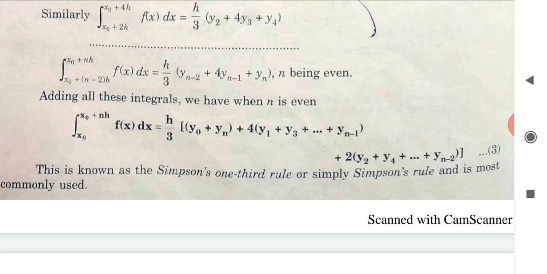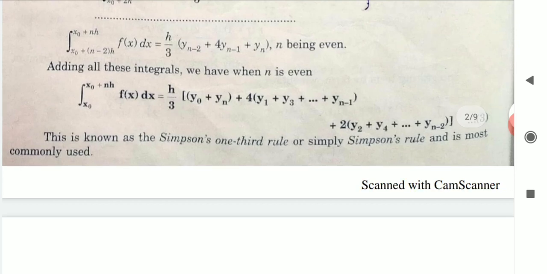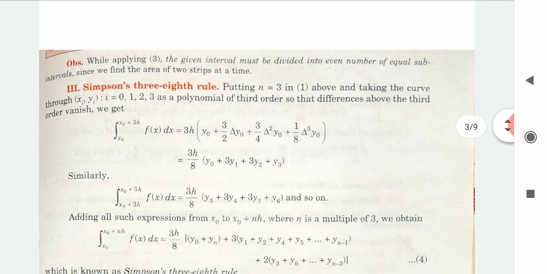That means sum of first value and last value, plus 4 times the sum of odd values, y1 plus y3 plus y5 plus y7 plus y9 and so on up to yn minus 1, plus 2 times the sum of even values, y2 plus y4 plus y6 and so on up to yn minus 2. This is equation number 3, and this is known as Simpson's 1/3 rule, or sometimes it is also called just Simpson's rule, and it is most commonly used. Okay, right. I hope the derivation part is clear.